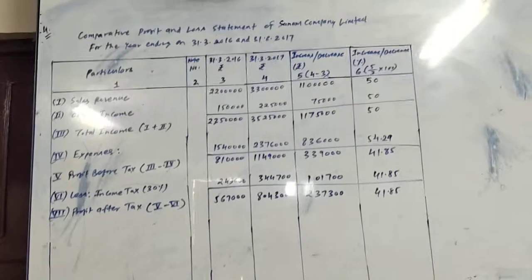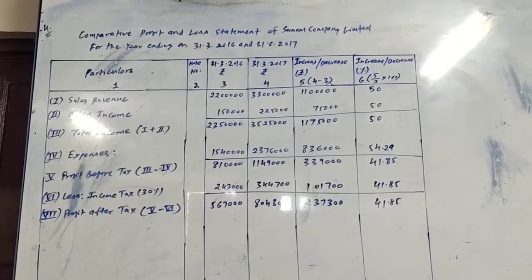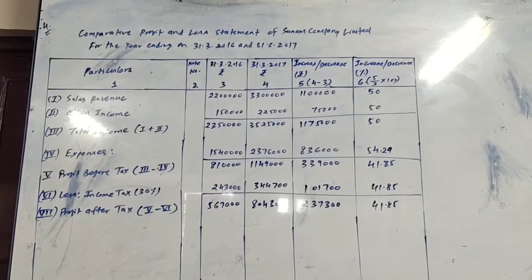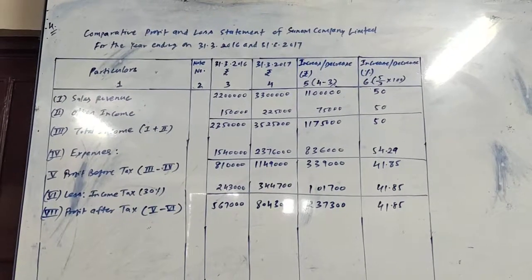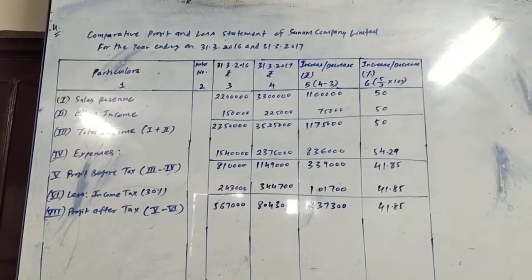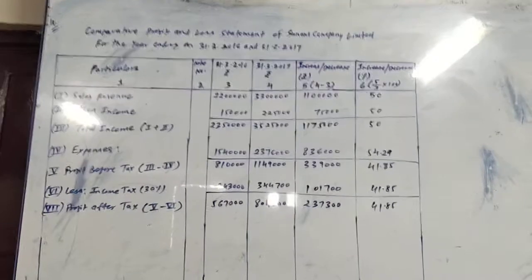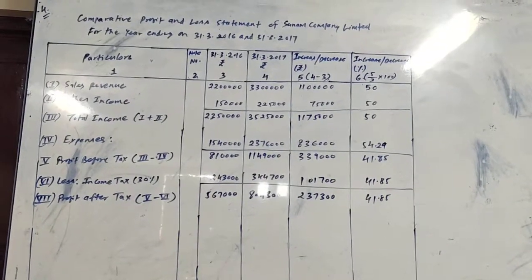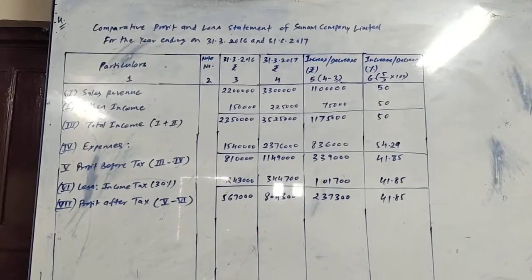In the sixth column, to find the percentage, as we have discussed, the increase or decrease amount is divided by the value in the base year or first year, that is 2016, into 100. So here 11 lakh upon 22 lakh into 100 you will get 50. So 50% is the increase. So the increase in the value of revenue is 50% in percentage and 11 lakh in rupees.